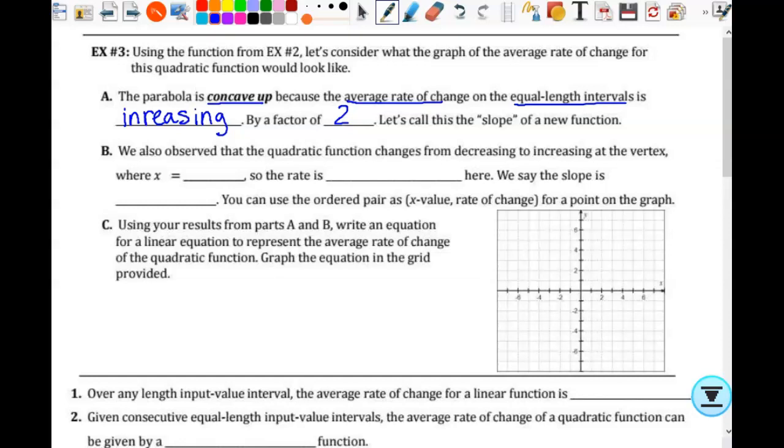We also observe that the quadratic function changes from decreasing to increasing at the vertex, where x is equal to 3. So at x equals 3, we have that horizontal line, so the rate is 0 here. And we say that slope is constant.